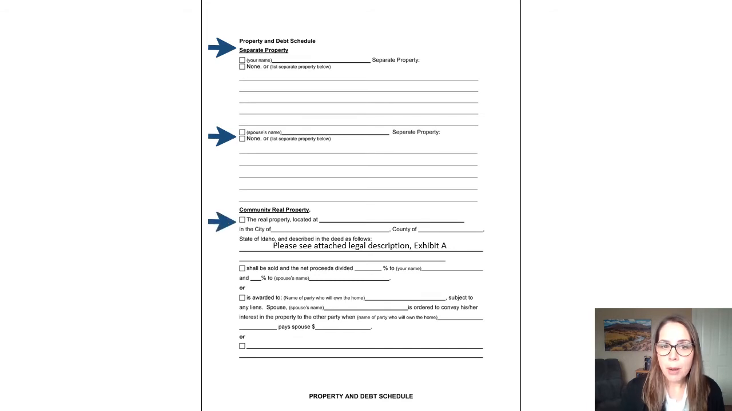Then community real property, you'd list the address of the property, and then you need to identify the property by the legal description found in the deed of the property. You can either copy that legal description here in these lines, or we found a very easy way to do that is to attach the page of the deed that has the legal description and then just refer to it here, say please see the attached legal description. If you don't have that information from the deed, you can contact the recorder's office in the local courthouse where the property is, and they can provide you with a copy of that.